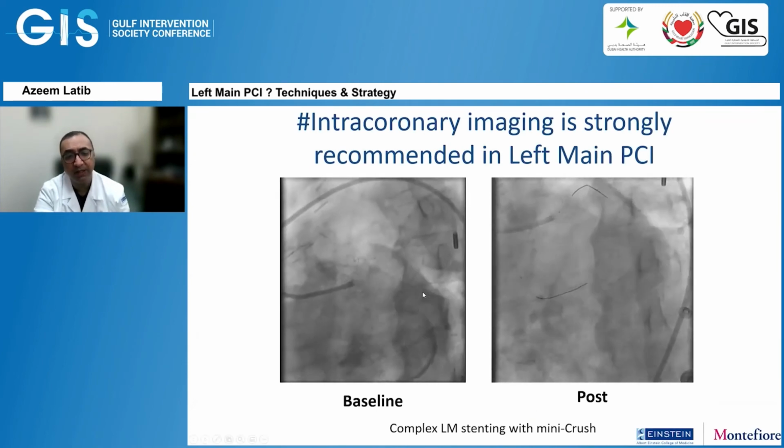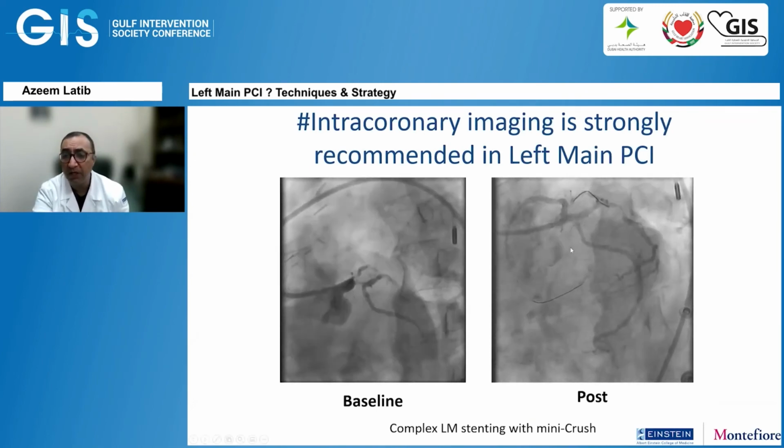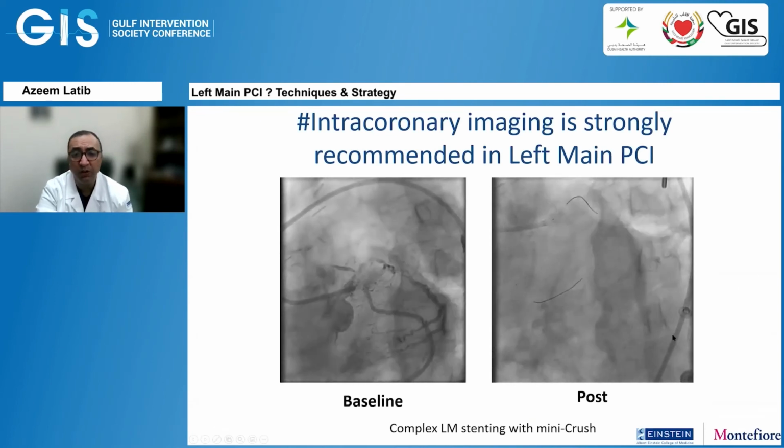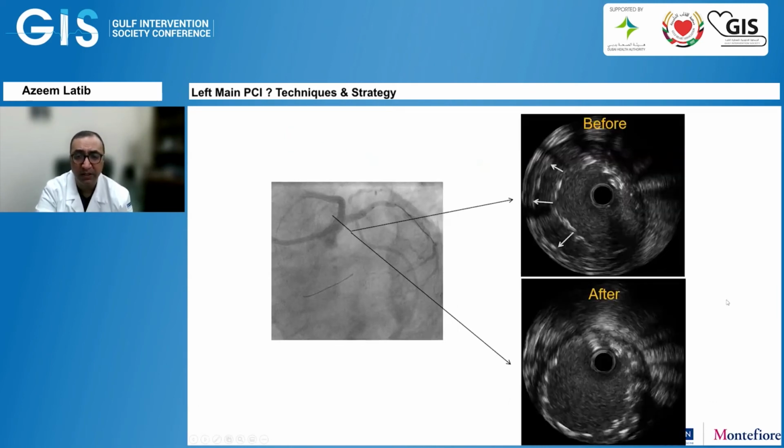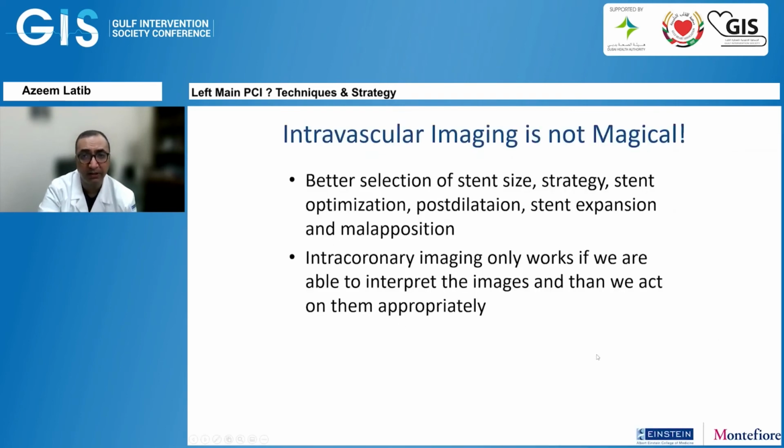Look at this complex left main that I stented. Really good result angiographically. However, when you go look at the IVUS, you see marked stent malapposition. Now, I would never have known this unless I actually did the IVUS. So after seeing it, we corrected it with high pressure balloon inflation, and you see really an excellent result.